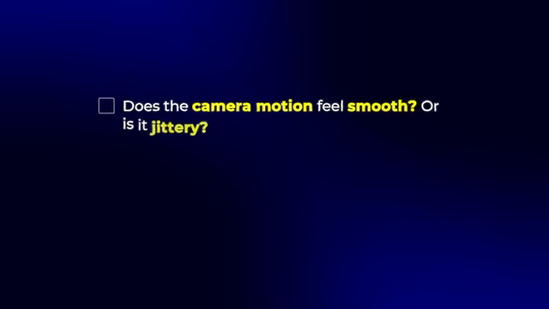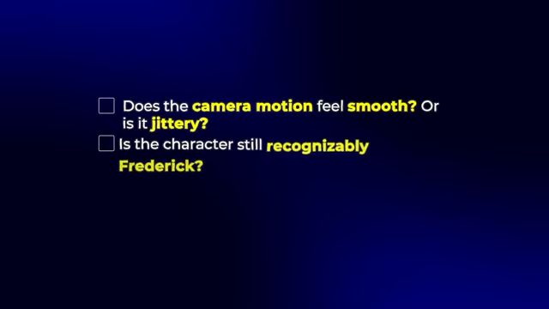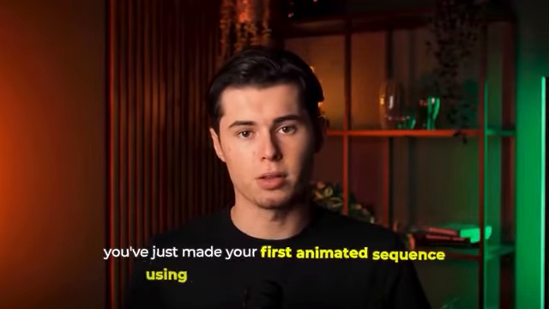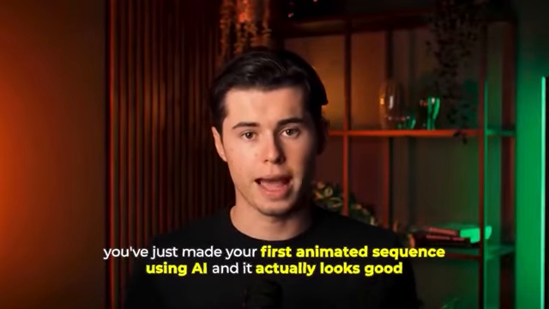As it's generating, here's what I always look for when reviewing. Does the camera motion feel smooth, or is it jittery? Is the character still recognizably Frederick? And most importantly, does the motion feel natural, like a real shot from a movie? If all of that checks out, you've just made your first animated sequence using AI, and it actually looks good. Here is what mine looks like.